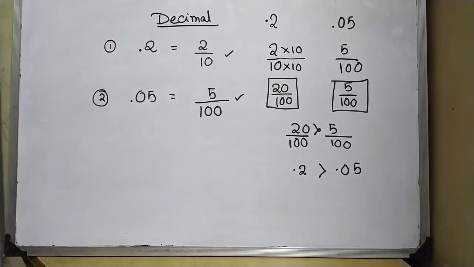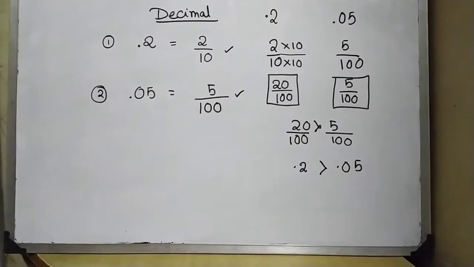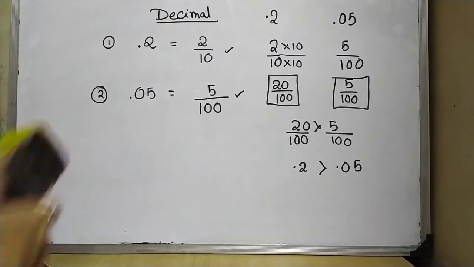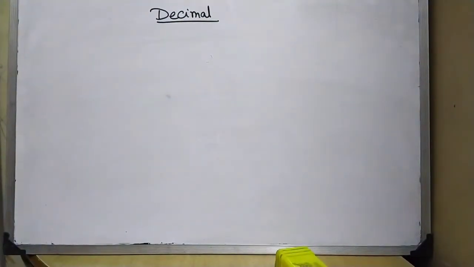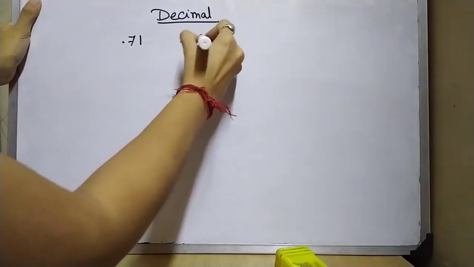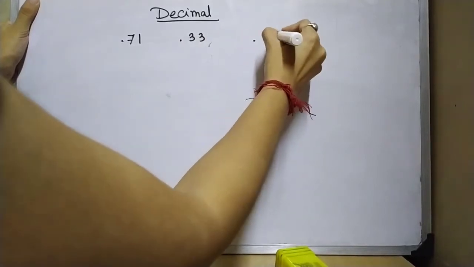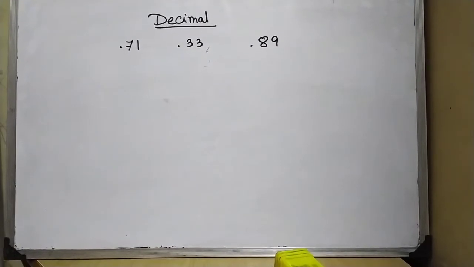By this we compare the numbers. Next, we need to arrange numbers in ascending or descending order. Here we had two numbers, but we can have three numbers also. So in the next case we take three numbers and try to arrange them in ascending order. I am taking these from your book only. The numbers are 0.71, 0.33 and 0.89.